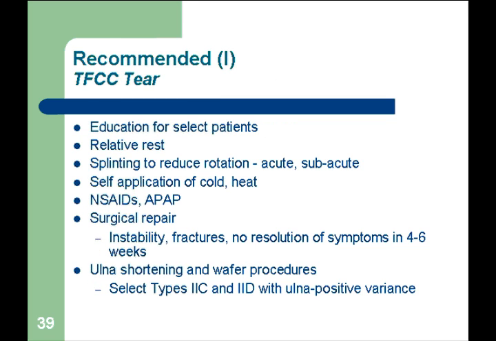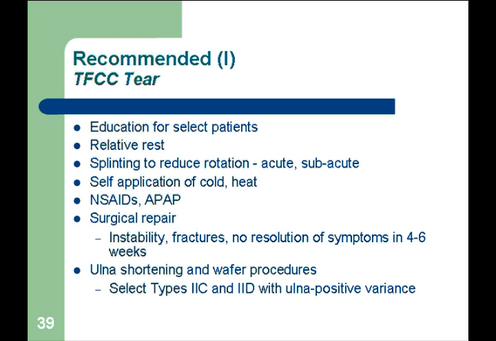TFCC tear, shifting the gears here a little bit. What is recommended, but again, this is in the category of consensus, education for selected patients, relative rest, which would be modification of activities. A splint may help to reduce rotation in the acute or subacute phase, but in the chronic phase, I don't think it's helpful. Heat and cool helps, decreases their symptoms. Non-steroidal anti-inflammatories are appropriate. Surgical repair, if they're unstable, they have associated fractures, there's no resolution of symptoms at 4 to 6 weeks, those are all possibilities.